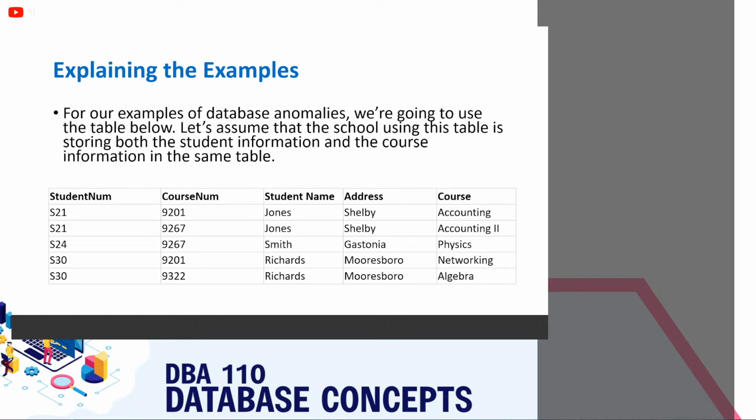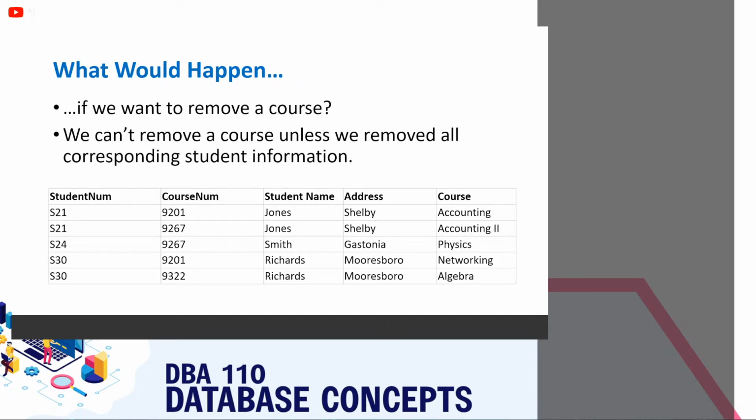And the first one that we're going to apply to this is a deletion anomaly. Let's say, for example, that Smith here wanted to drop physics. They don't want to take physics anymore.